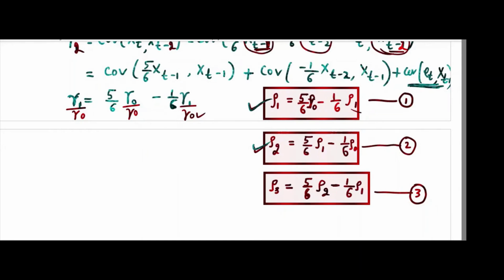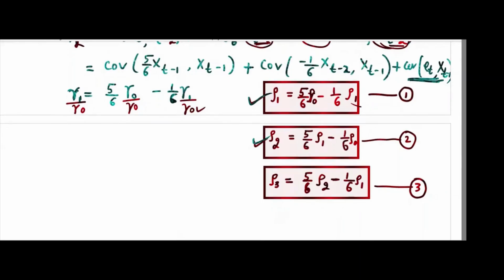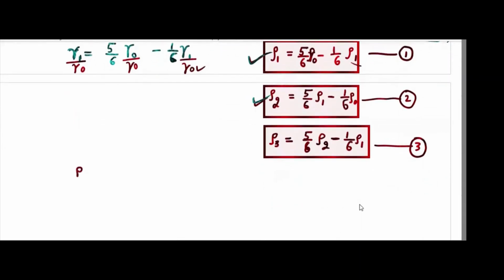Okay, that way, rho t I can write as (5 upon 6) rho t minus 1 minus 1 upon 6 rho t minus 2. I have not considered the first one here. This one I didn't consider. So you can write t is greater than or equal to 1. Then you will get this equation.